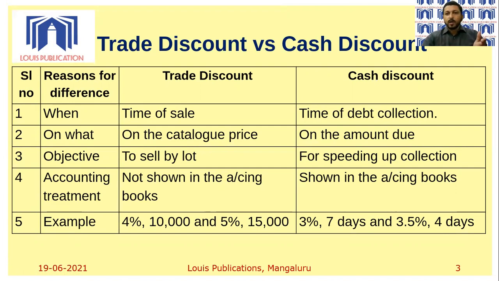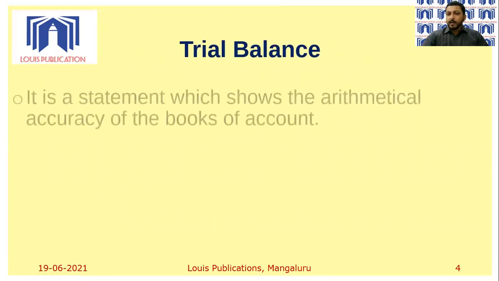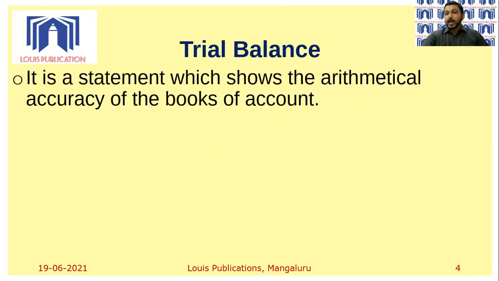The discount allowed column on the debit side of a 3-column cash book and the discount received column on the credit side of the 3-column cash book, that discount is called cash discount. And cash discount definitely will be shown in the accounting books. So these are a few examples that we have of trade discount and cash discount. I hope this small concept of trade versus cash discount is clear. Let's move to the next topic, and that is trial balance. I have already mentioned trial balance is called the filter point in the process of accounting.